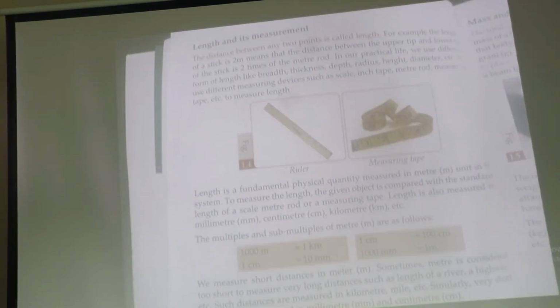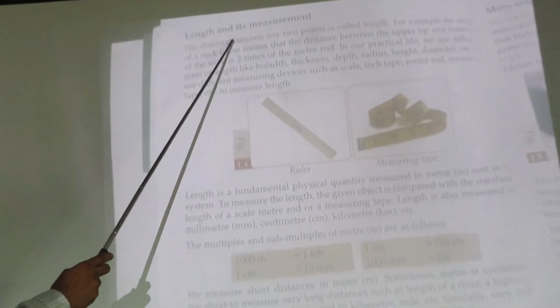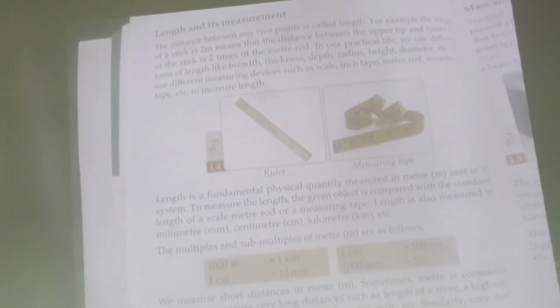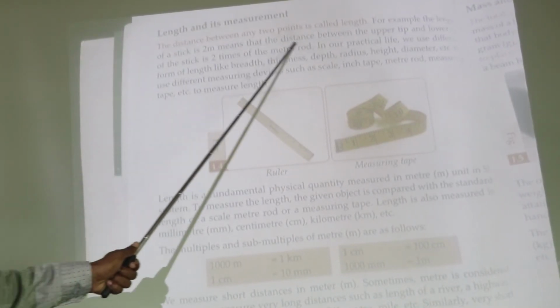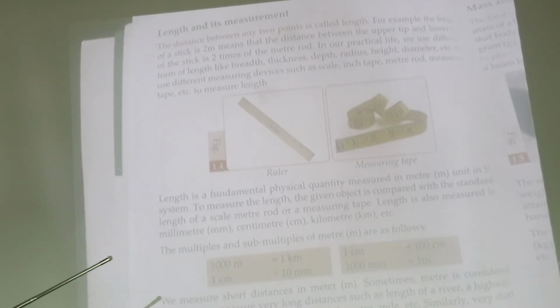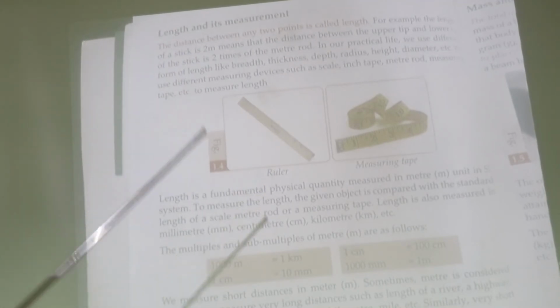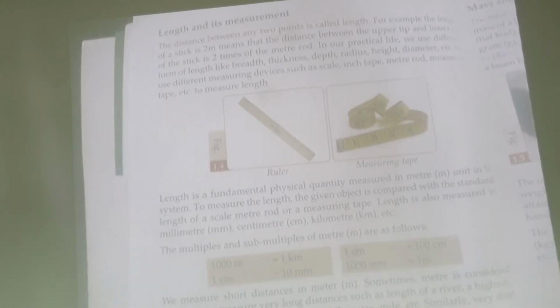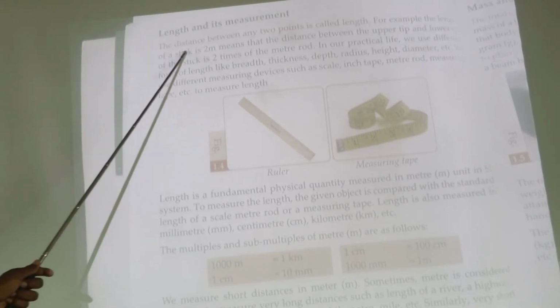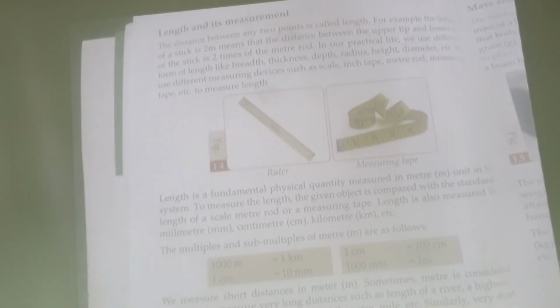Now, we are going to read about length and its measurement. What do you mean by length? The distance between any two points is known as length. For example, the distance between one corner and another corner of your book is known as your book's length. So, the definition is: the distance between any two points is called length.